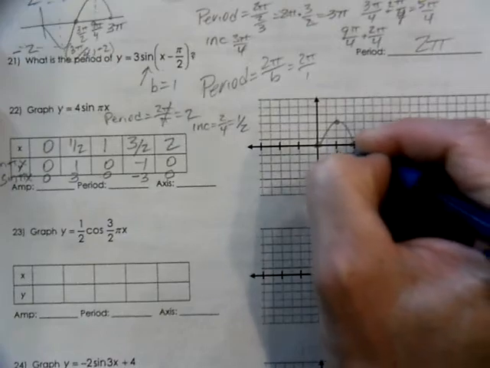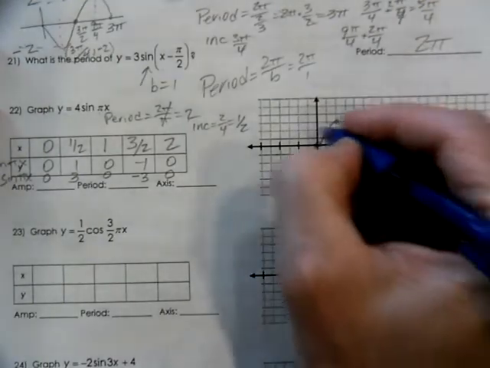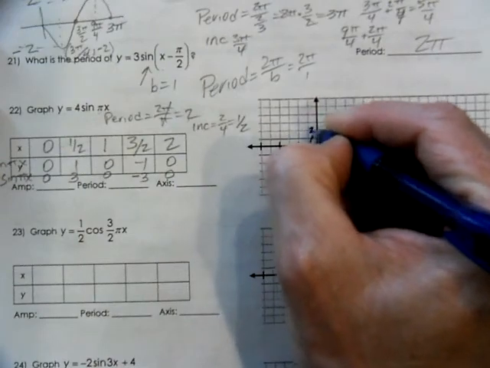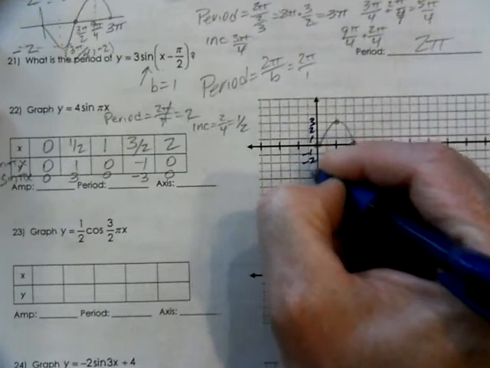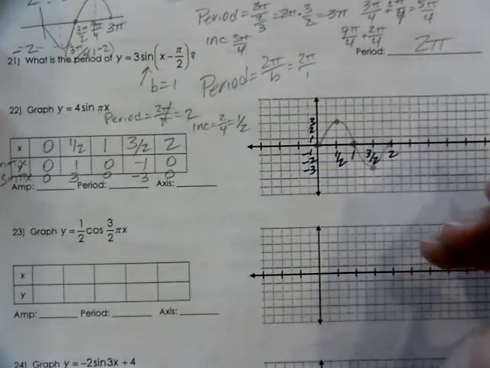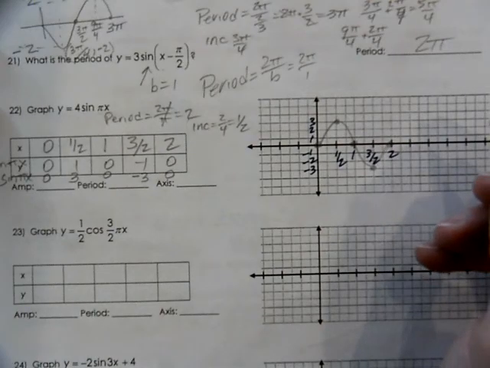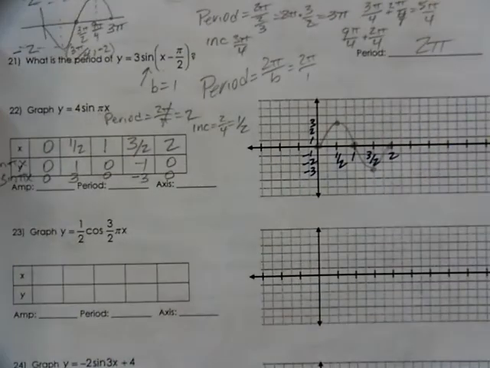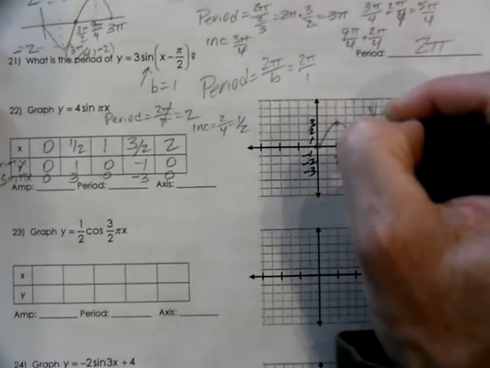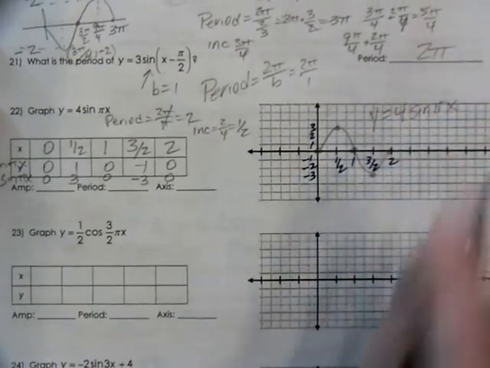We've got 1/2 and 1, 3 halves and 2. This is a height of 1, 2, and 3. Negative 1, negative 2, negative 3. Now, okay, I guess that's pretty much it. That was the graph y equals 3 sine of pi x.